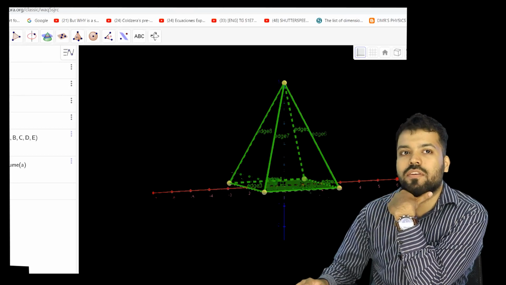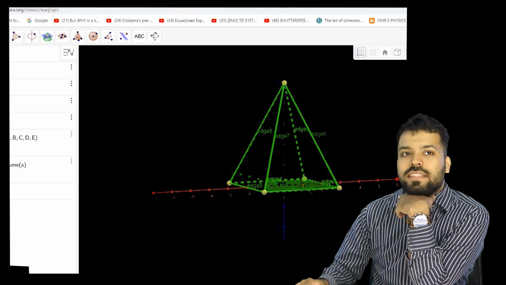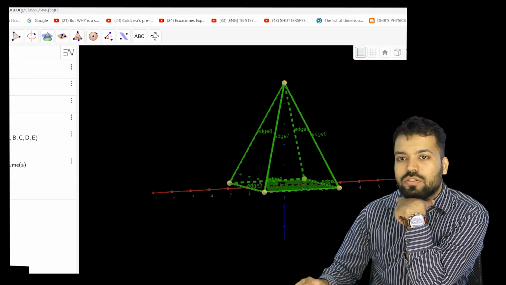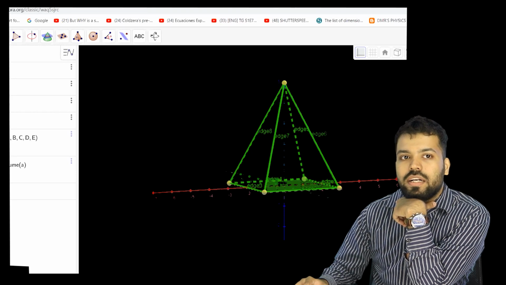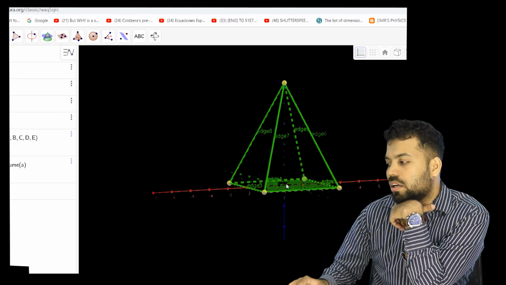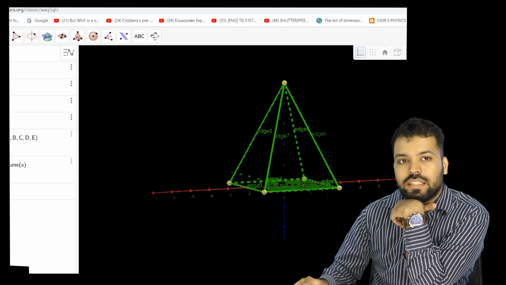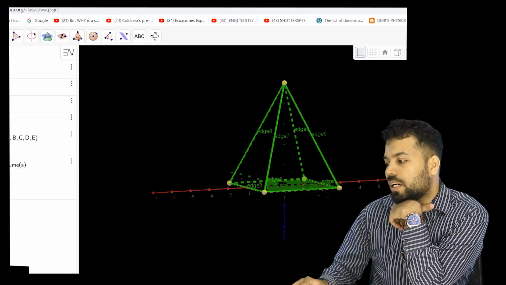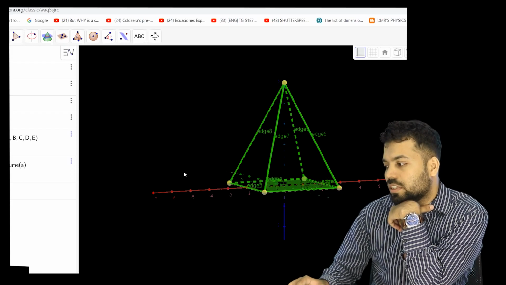Because I have taken the vertices in such a way that the z-coordinate is 0, in the xy plane: 2, 2, 2, minus 2, minus 2, 2, minus 2, minus 2. The z-coordinate is 0 for this ABCD, and the height I have kept on the z-axis. That's why it is 0, 0, 5. So for some of you it might be a bit difficult to imagine.